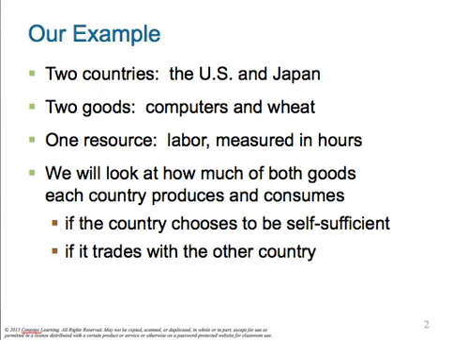The lessons illustrated by this international trade example also apply to trade between two individual producers. But let's first look at two countries, the U.S. and Japan, and two goods, computers and wheat, and one resource, labor, measured in hours. So this is a bit of a continuation of our example from the previous lecture. We'll look at how much of both goods each country produces and consumes, and if the country chooses to be self-sufficient, what happens, and if it trades with another country, what happens.